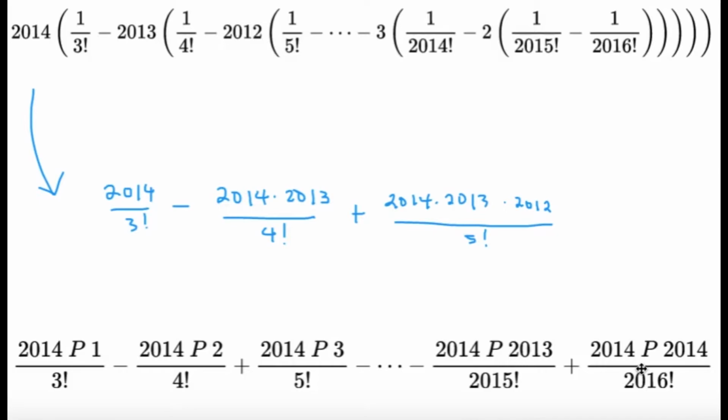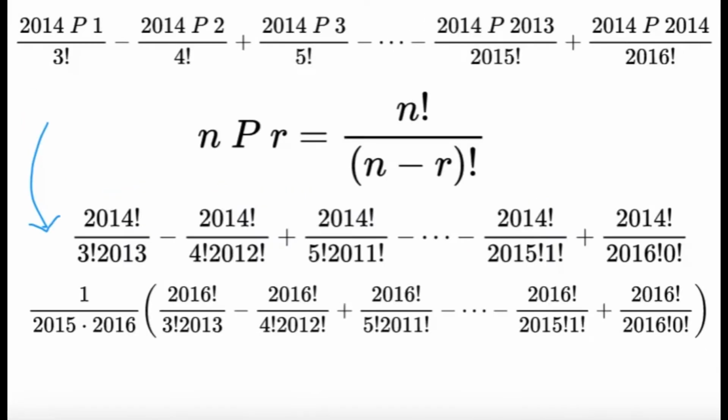So let's try to see what we can do with this, because there is a pattern, so there might be a nice way to express this expression. We can use the following: nPr, or n taken r, is equal to n factorial divided by n minus r factorial. It's just the basic fundamental counting principle formula. And the 2014 P1, I can write as 2014 factorial divided by 2013 factorial. Now if I combine it with the 3 factorial in the denominator, I'll get this term.